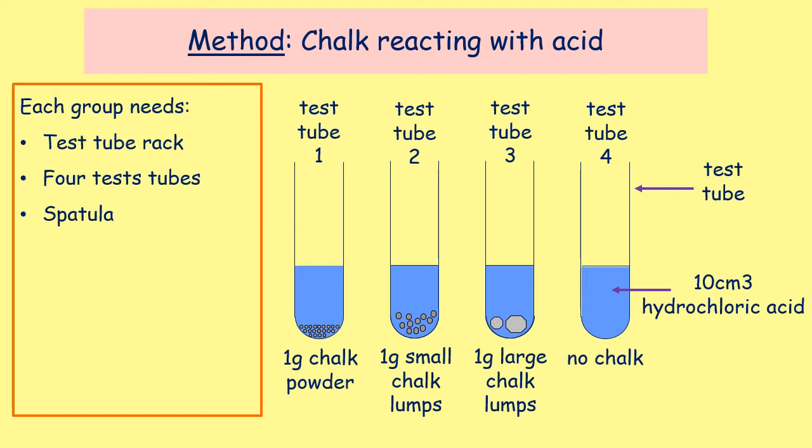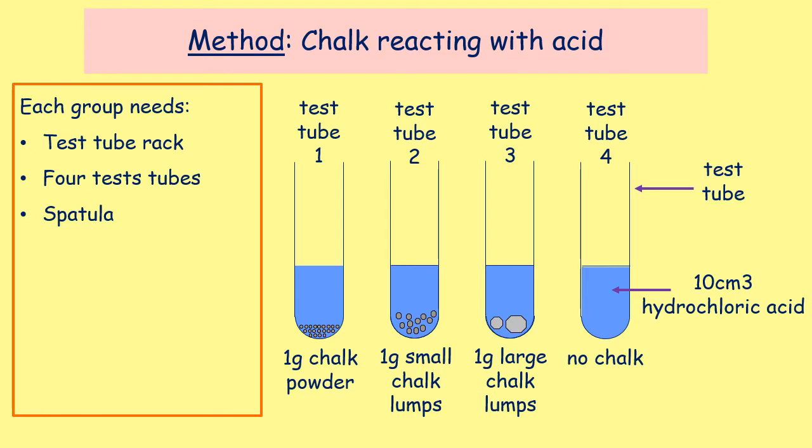Whenever we're talking about particle size, the smallest particle size that you can get is a powder. So that would be going in test tube 1. In test tube 2, we'd be looking at really small blocks of chalk, ones that you'd be able to see, almost like a bit bigger than sand. And the final one would be lumps of chalk. A lump of chalk might look a little bit like a small pebble. And those would go in the test tubes.